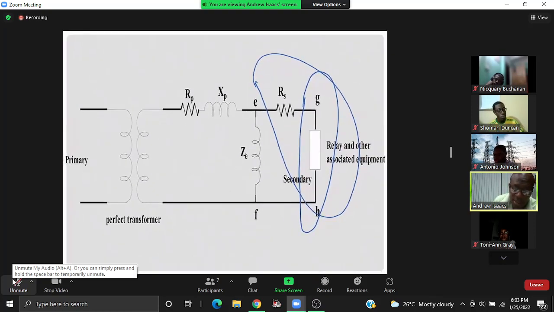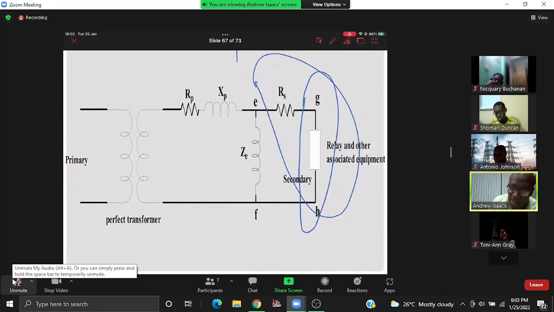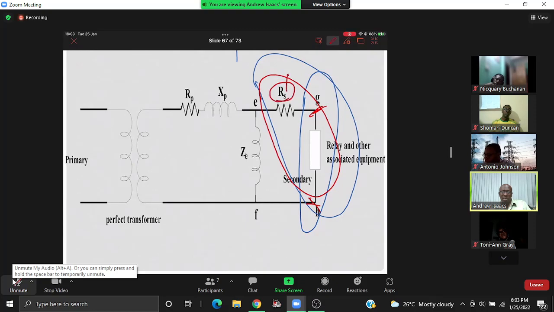Right. So we're looking at ES, it was the voltage across R and the relay. VGH is the voltage after the secondary. So it's the voltage across the relay and the associated connecting wires. So it does not consider the secondary resistance of the CT. So that's VGH. And that is what you need to focus on. Never forget that. All right?